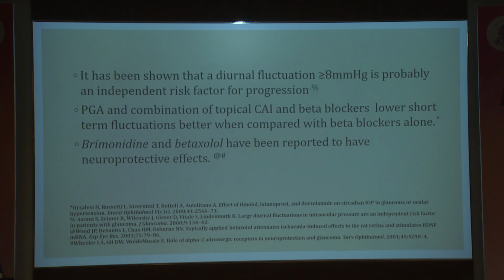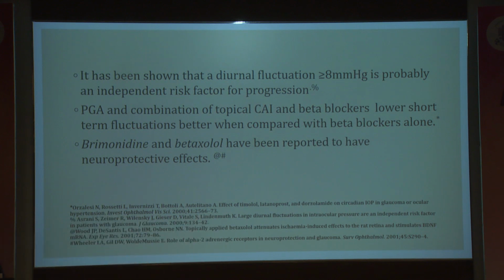And it has been shown by multiple studies that if the diurnal variation in pressure on a DVT exceeds 8 mm, it is a very strong independent risk factor for progression. That is why I was stressing earlier that a DVT needs to be done routinely in all patients. PGAs and combinations of either carbonic anhydrase inhibitors or alpha-2 agonists with beta blockers typically tend to reduce, along with the peak IOP, fluctuations much better than beta blockers alone.